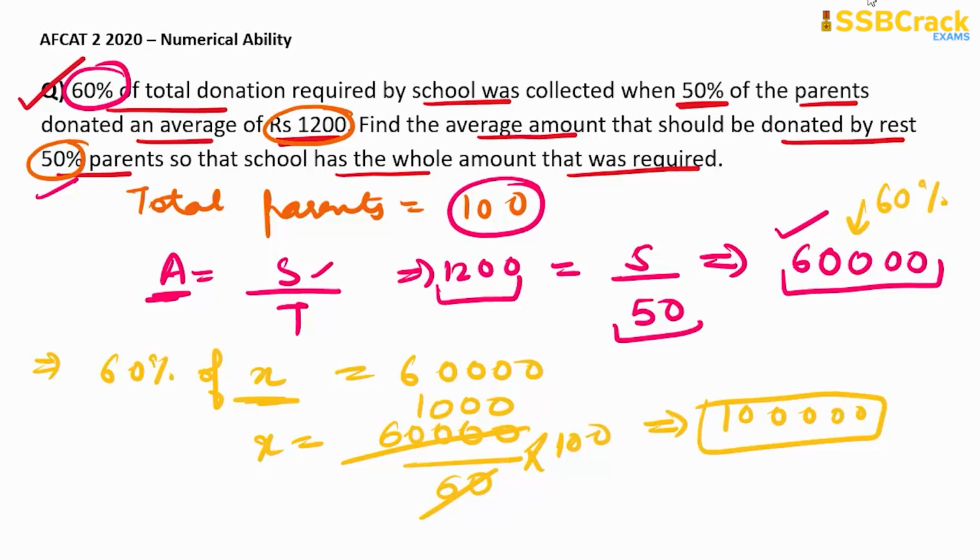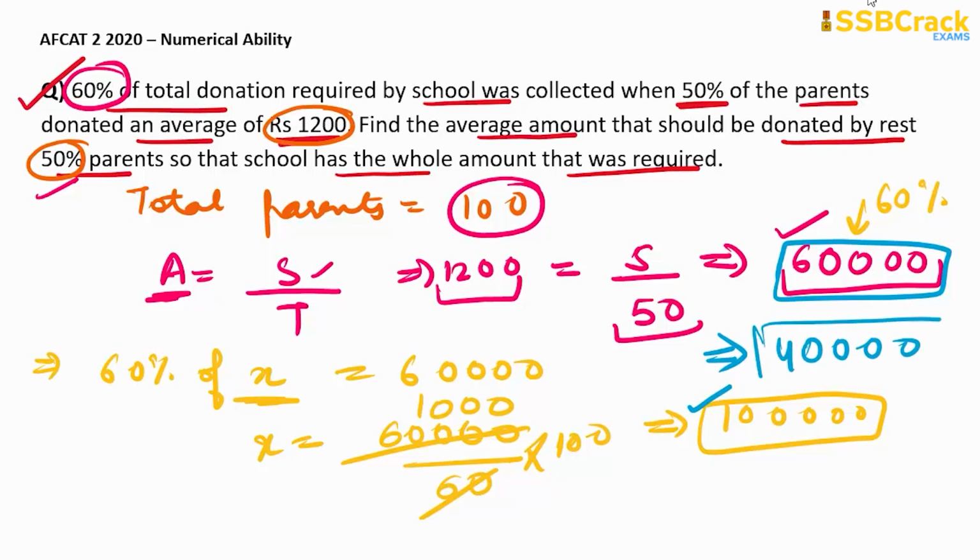So the total amount required by the school is 1 lakh, right? And out of this 1 lakh, 60,000 has already been donated by 50% of the parents. So the amount required by the school now will be 1 lakh minus 60,000, which will be 40,000, right? Now this 40,000 rupees should be donated by the rest 50% of the people.